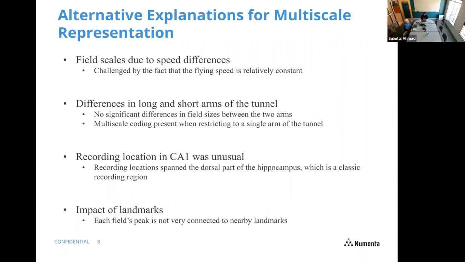Or it sounded like the peak of the place cell responses is completely uncorrelated to the location of the landmarks. But I don't understand it, because if they didn't change the landmarks, a cell is going to respond to the same location regardless, right?